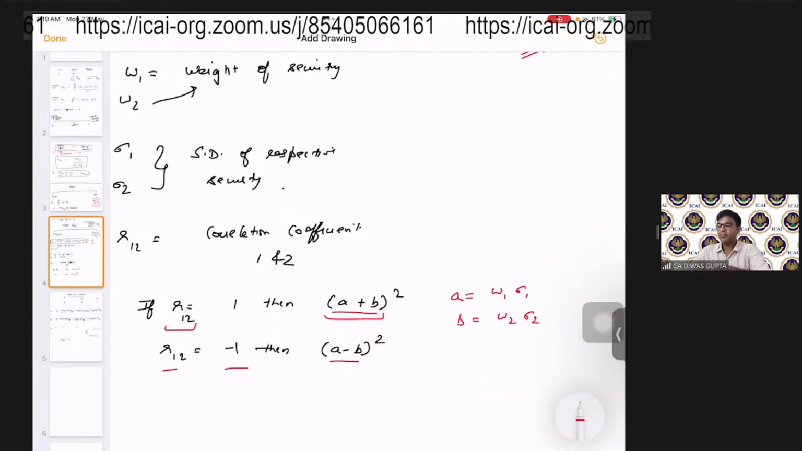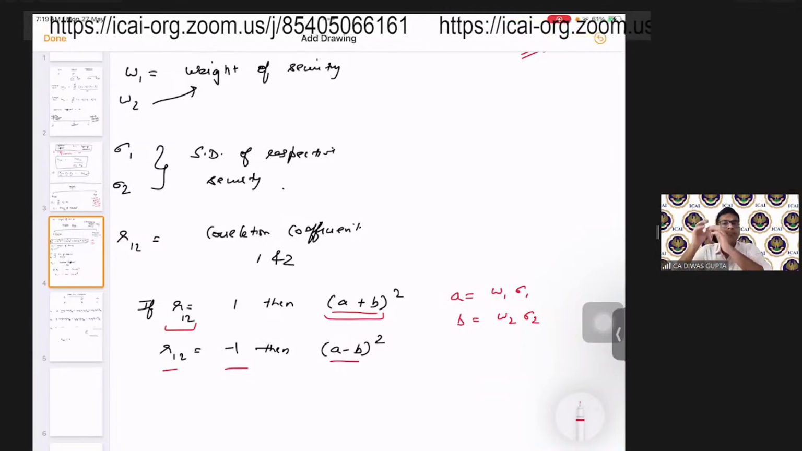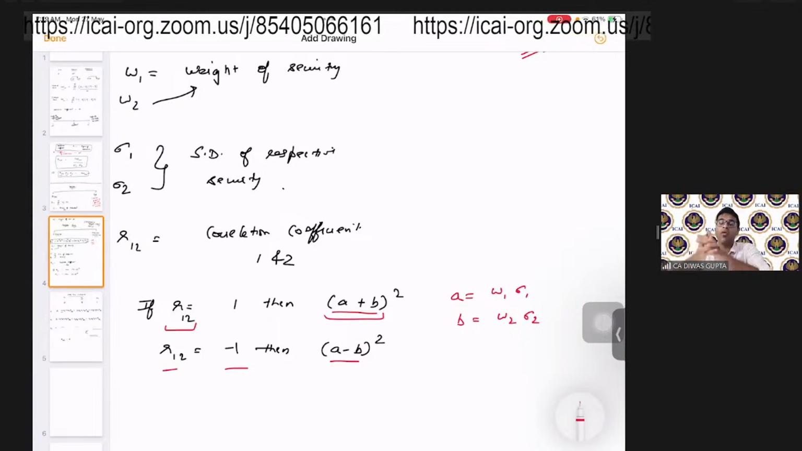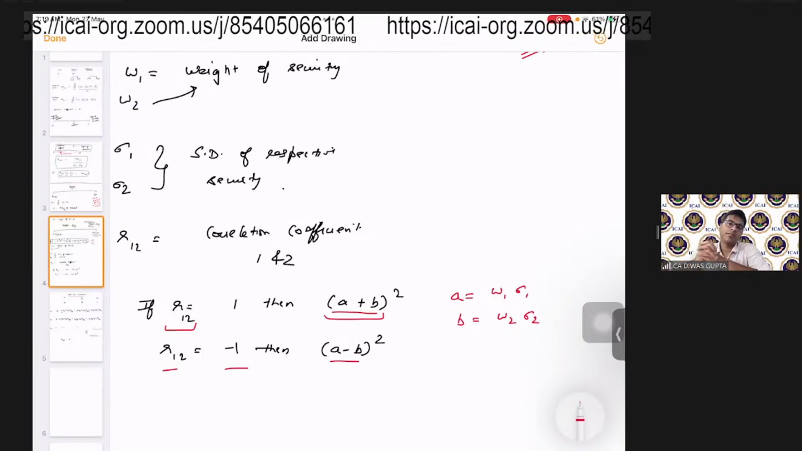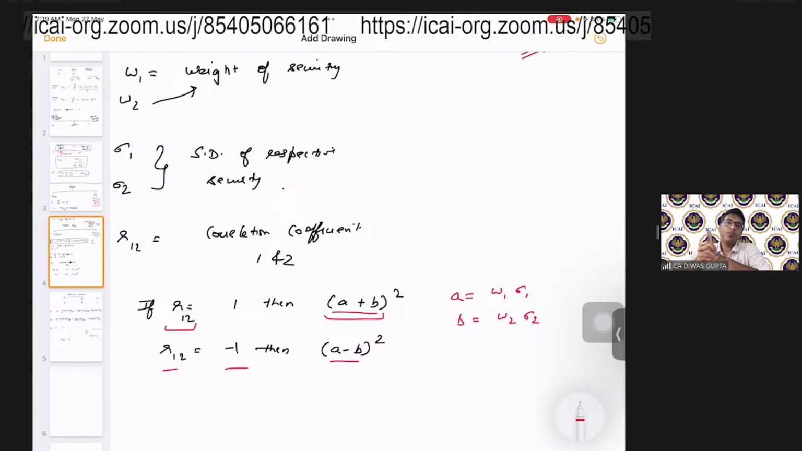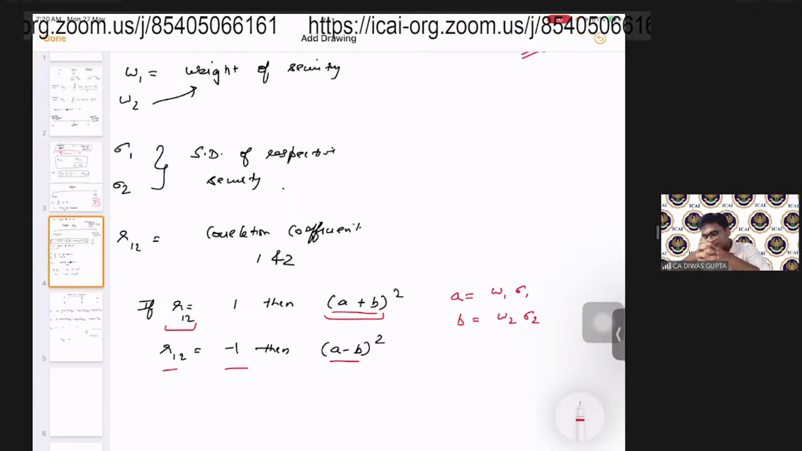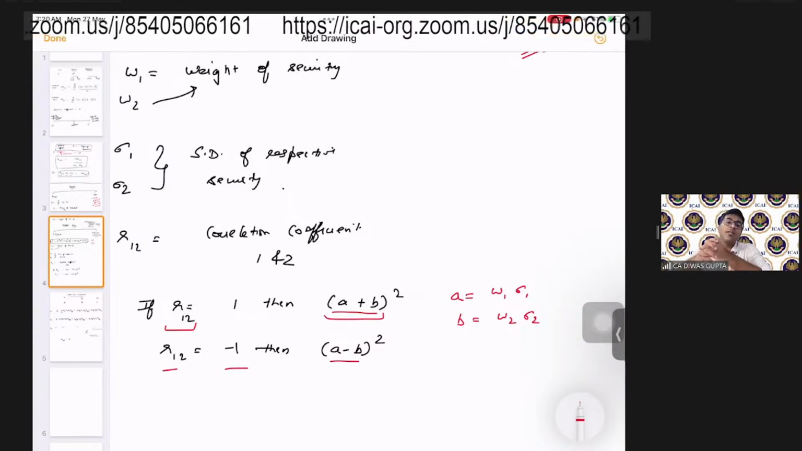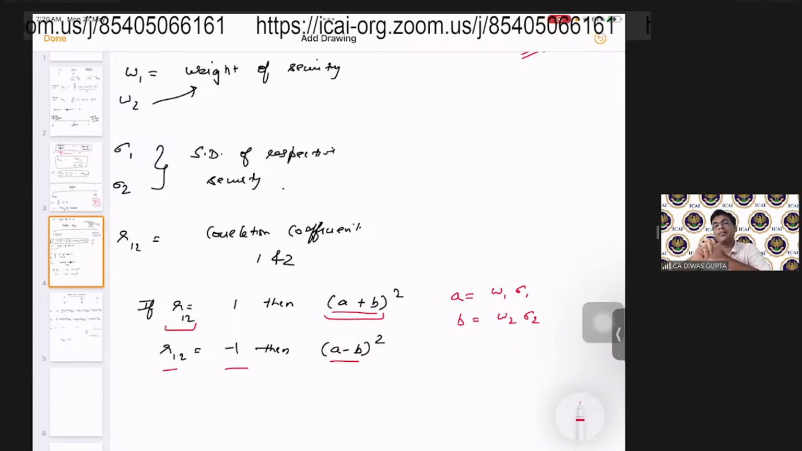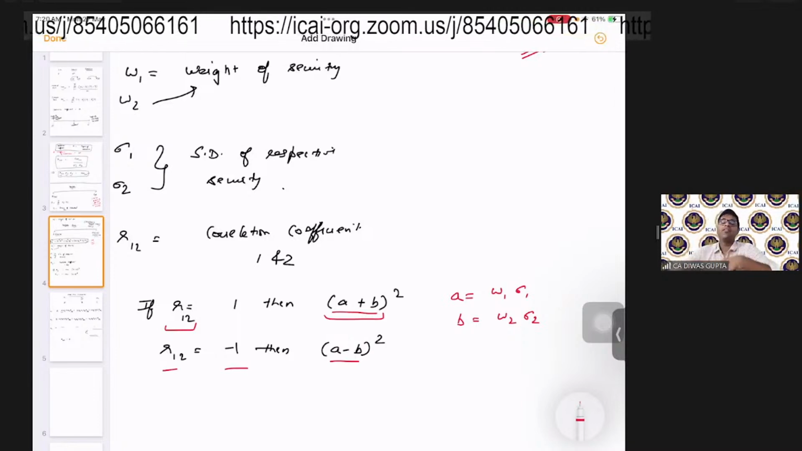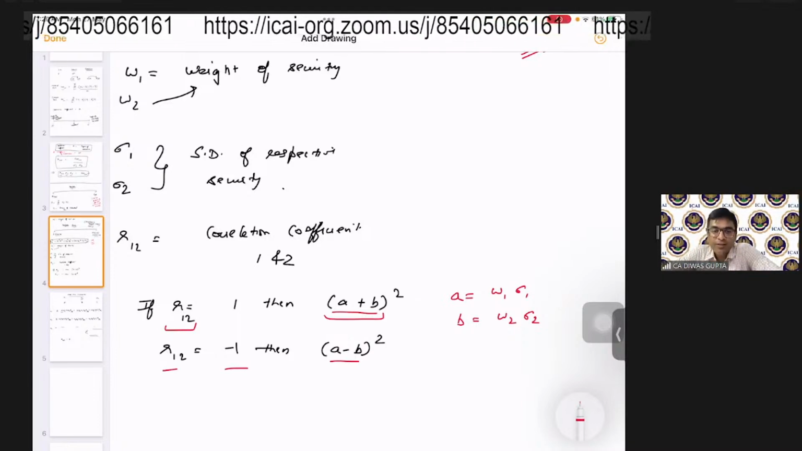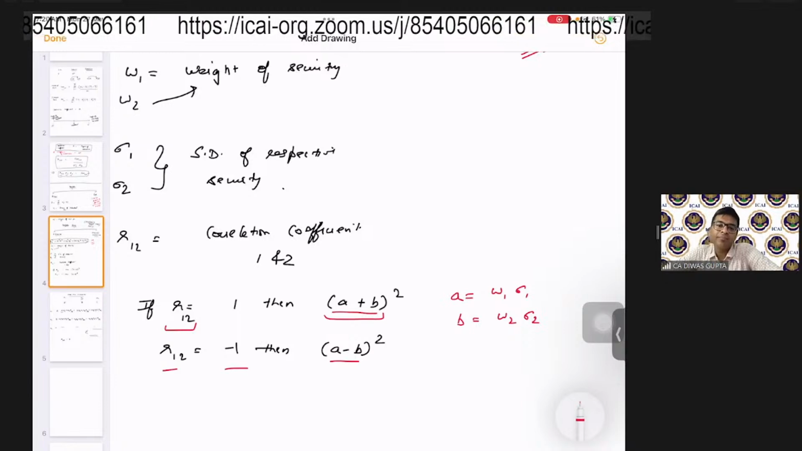And as I say, in portfolio management, what are the two objectives, students? The objective is to increase the risk or reduce the risk. And the second objective is to increase the return or reduce the return. Definitely, our objective is to reduce the risk and increase the return.